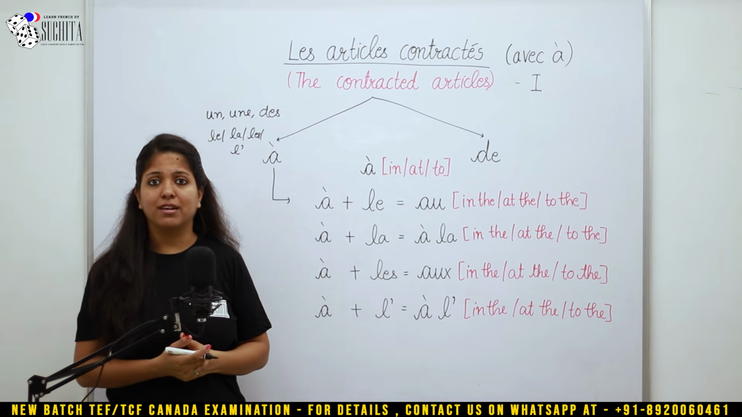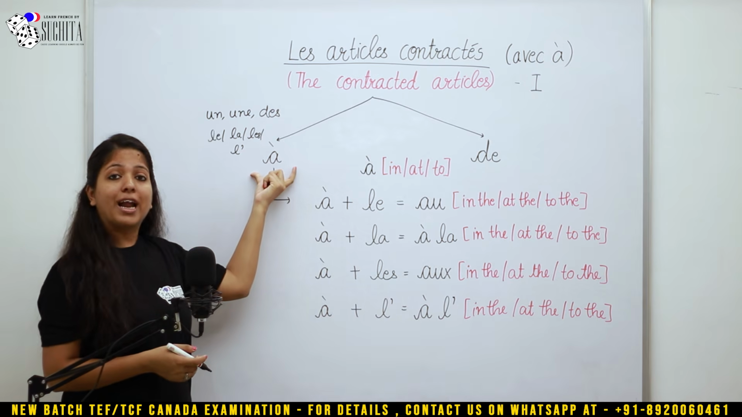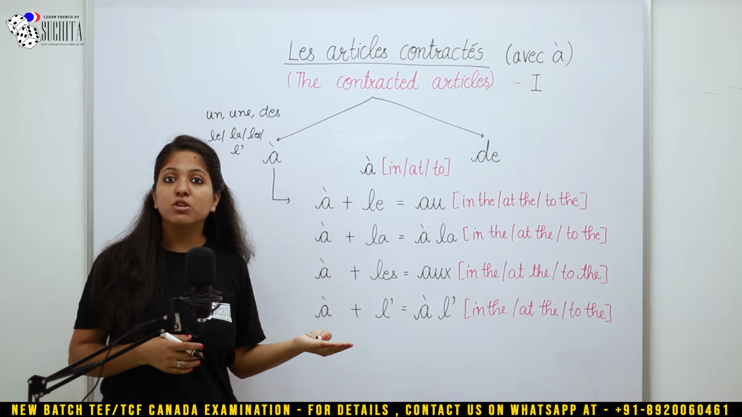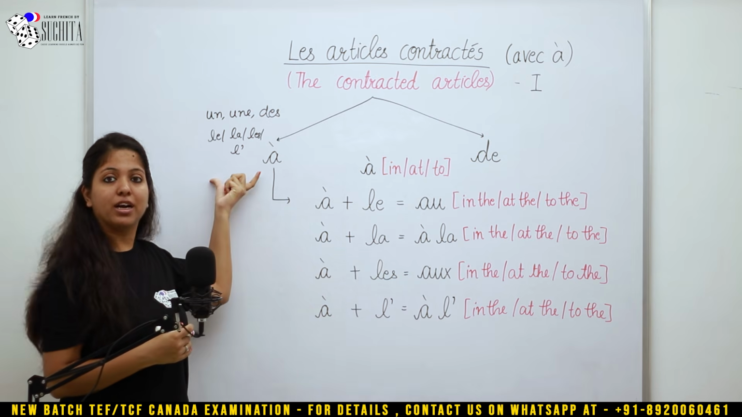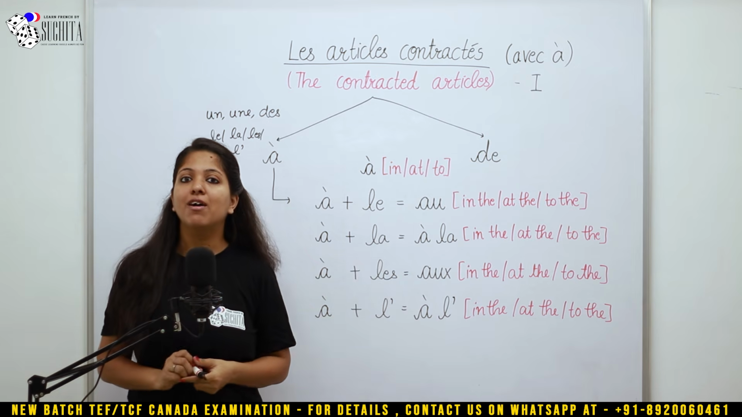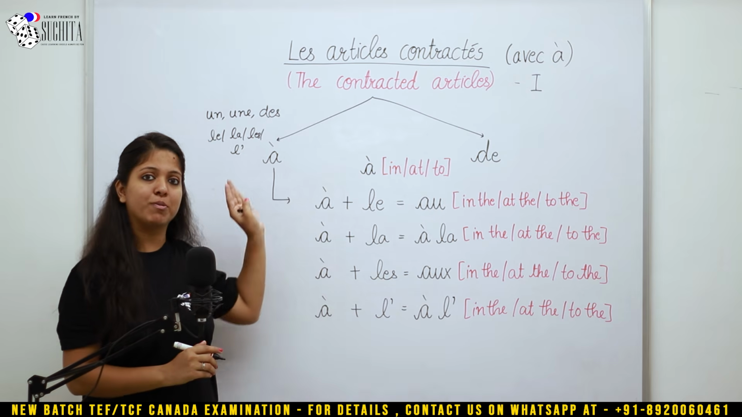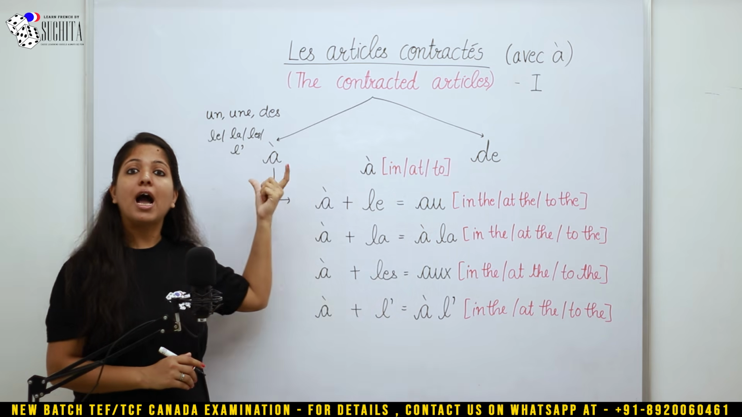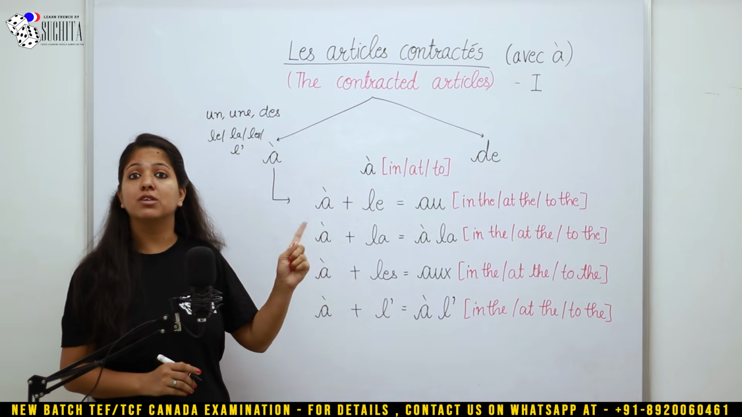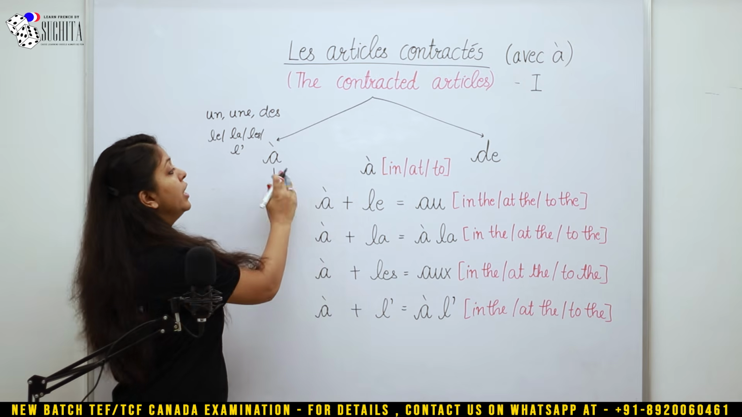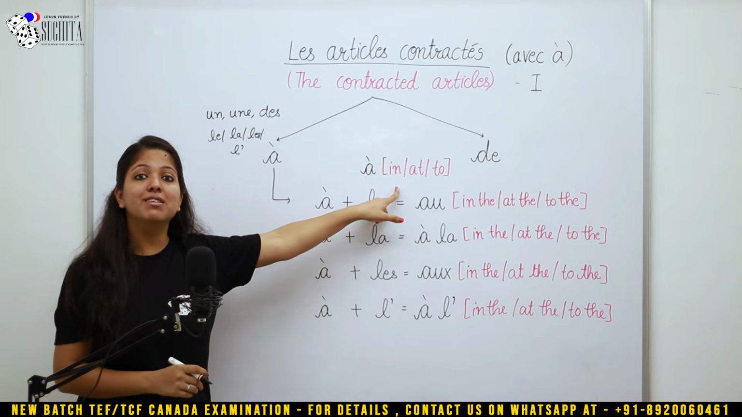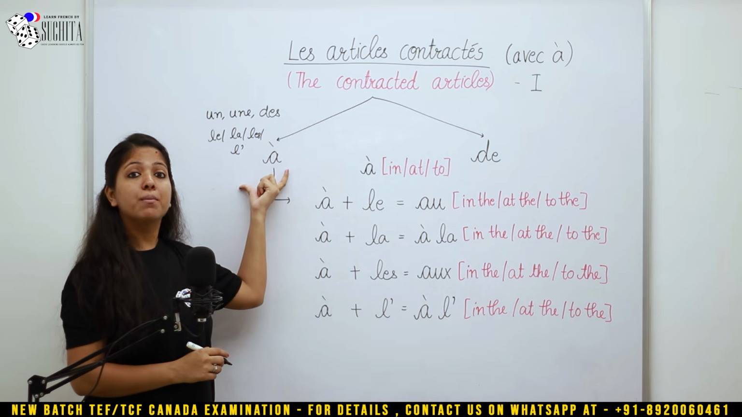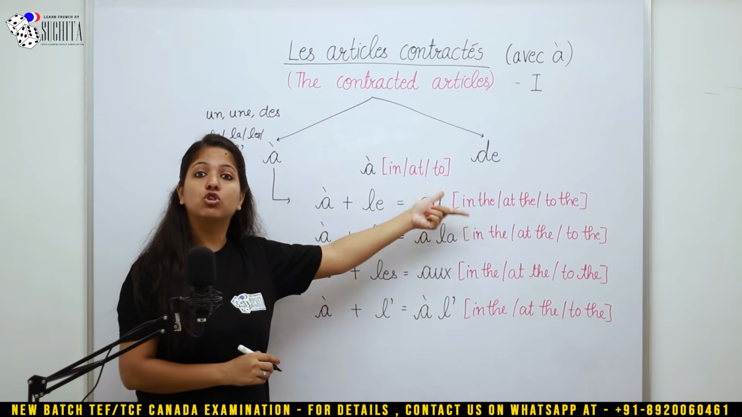Now, what are contracted articles? First of all, contracted articles are the articles which are formed with preposition plus the definite article. What does that mean? Alors, là, vous avez deux prépositions. You have 2 prepositions here, à et de. Alors, à, what does that mean? It's a preposition. It's not an article. It has 3 meanings. It means in, at, or to. Okay? So, à preposition means in, at, or to.